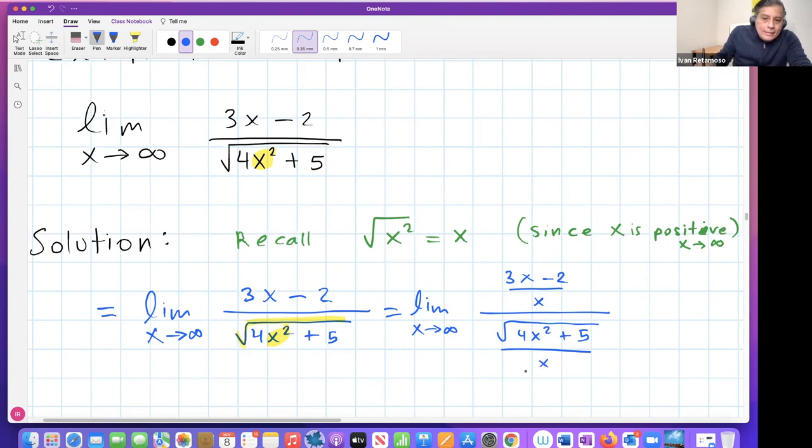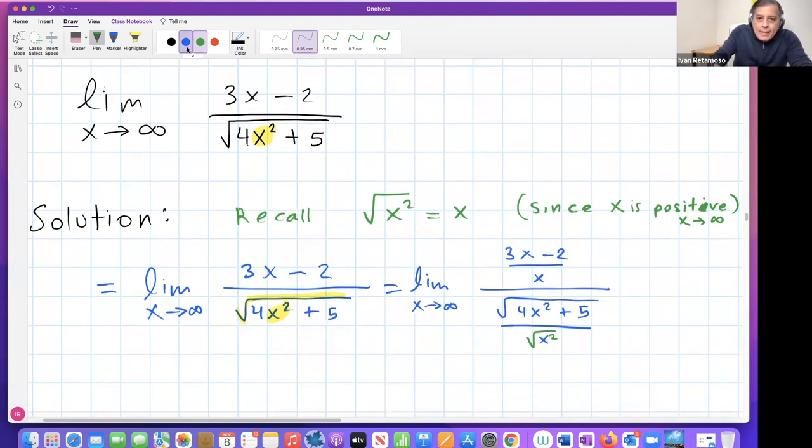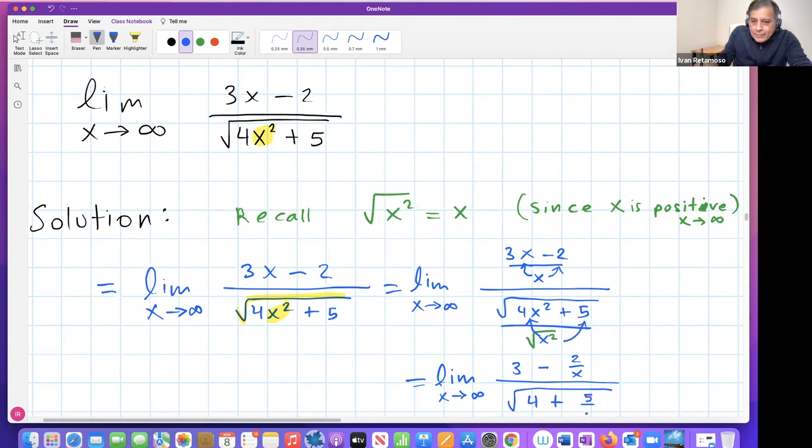But isn't it true that this x is the same as this by the property? So instead of this x, I'm going to use the square root of x squared, the same. I'm doing this because that way I can introduce this inside this radical. You follow, guys? It's x and x, it's just that I wrote it in a different form. Now, just do the math, what we were doing before. This will be the limit as x approaches infinity of x into 3x is just 3, minus x into 2, 2 over x. This guy into this guy, x squared into x squared is just 4, but don't forget there is a radical there. So 4 plus 5 over x squared.